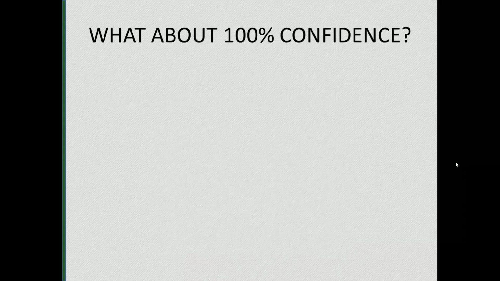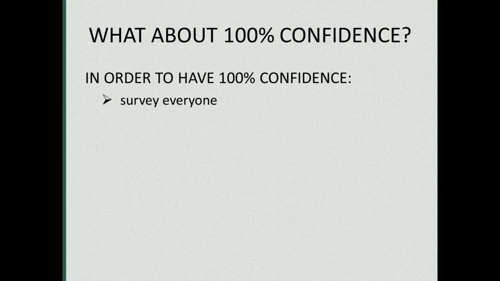Well, that's all very good for you ivory tower intellectuals talking about 80% or 95% confidence. But I'm in the real world and I want a 100% confidence interval. What do we need to do to have a 100% confidence interval? That's a good question. I'm glad you asked that. To have a 100% confidence interval, we either need to survey everybody, or our interval is minus infinity to plus infinity.